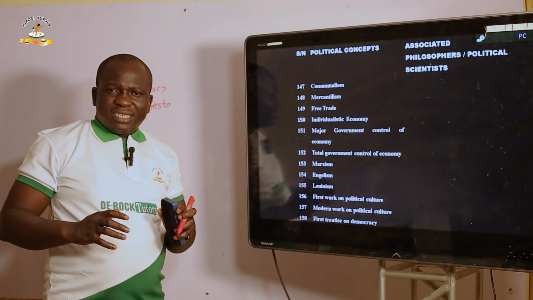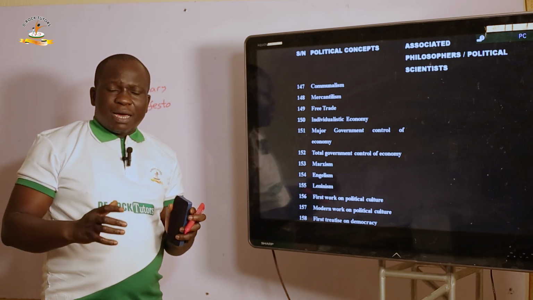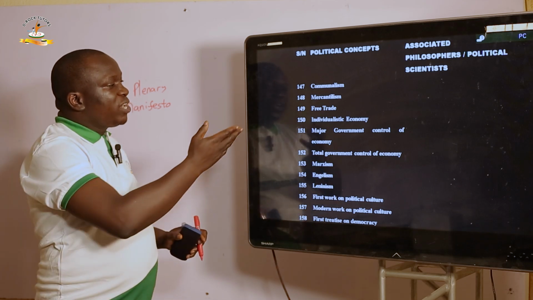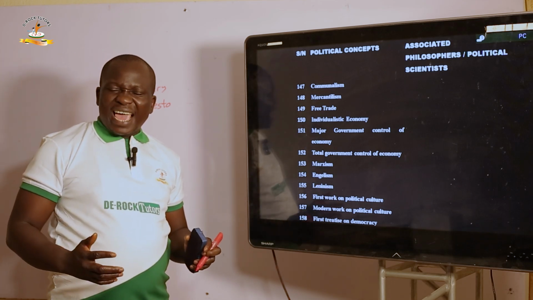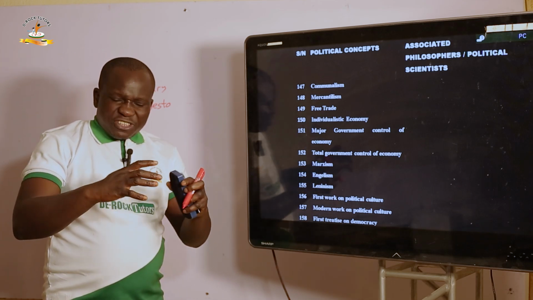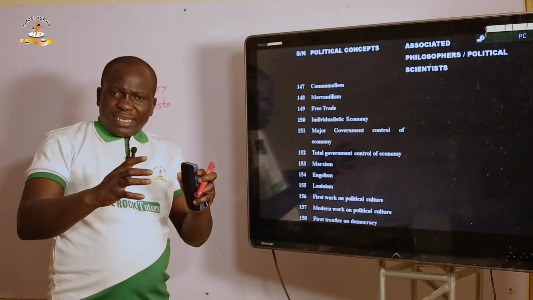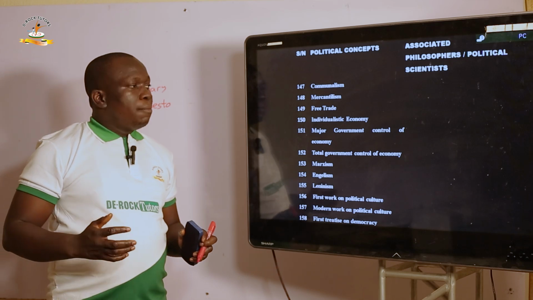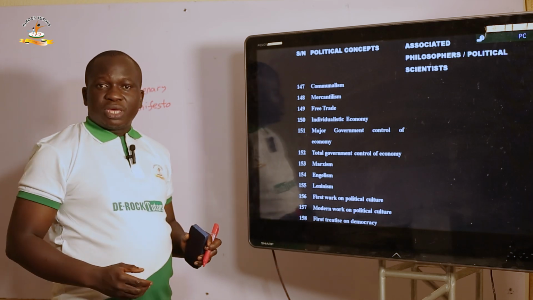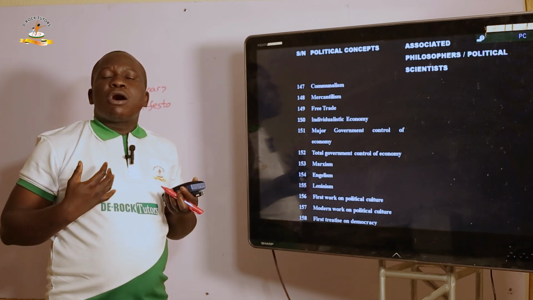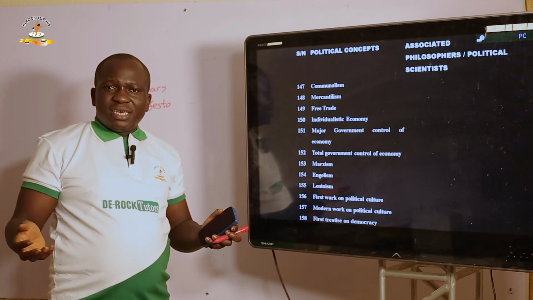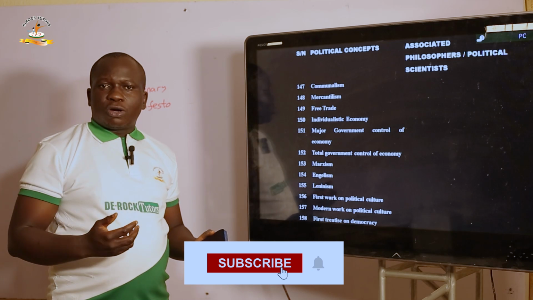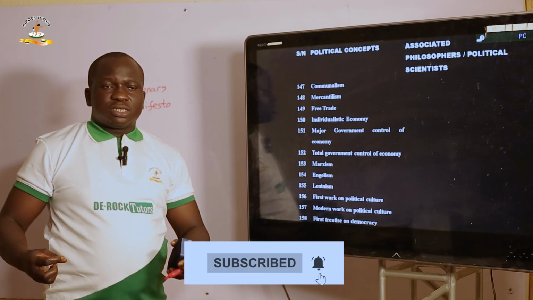And which philosopher is associated with writing of capitalism? That was Karl Marx, a German philosopher. Free trade, otherwise called Laissez-faire, which has to do with unrestricted enterprise, unrestricted trade and commerce. And that is also associated with Karl Marx. Individualistic economy, the economic system that allows individuals to set up businesses, it is called capitalism. Karl Marx wrote on individualistic economy in his book, Communist Manifesto.